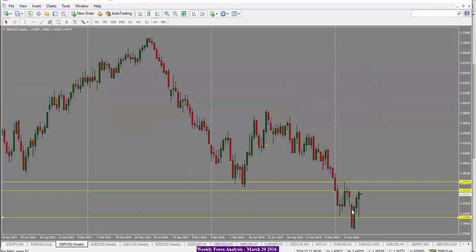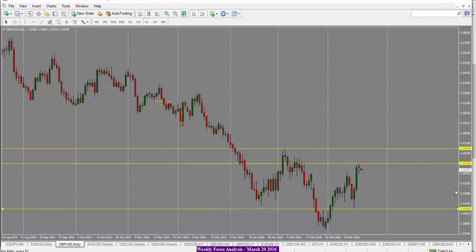So we may see a pullback into here and then another move to the upside. Looking at British pound here, we saw a move to the downside, and then it wasn't able to hold, and based on the Fed, we saw a big push to the upside. So based on the weekly candle here, this is a big rejection of the bottom and a nice bullish close for the week. So this week, based on the weekly analysis, we would be looking at a move to the upside for British pound.